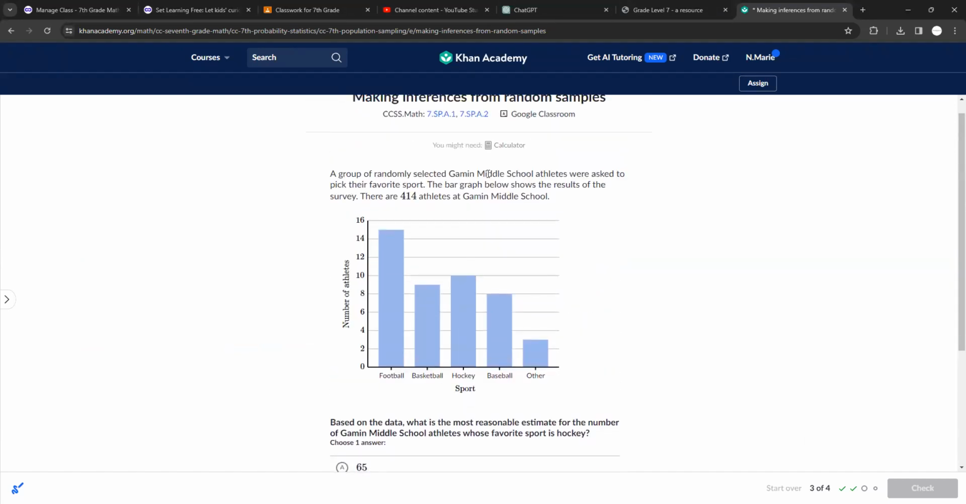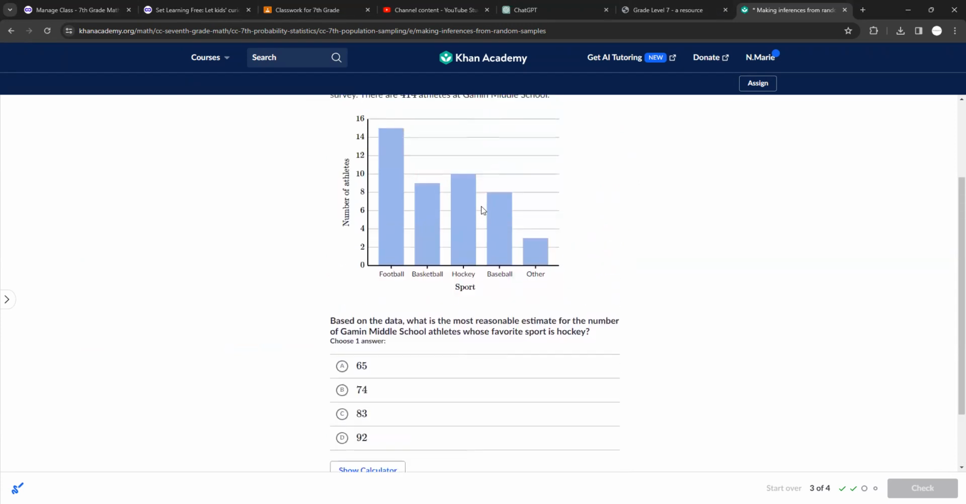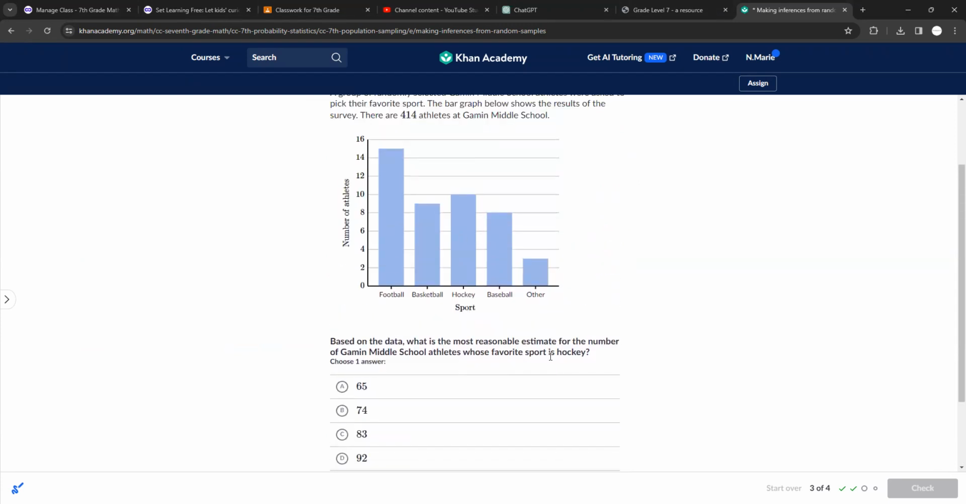Okay, so a group randomly selected these middle school athletes to pick their favorite sport. There are 414 athletes at this school. Based on the data, how many of them like hockey? Okay, well, 10 of them like hockey. But let's see, how many did they test? They did 15 here, 9 here, 10 there.